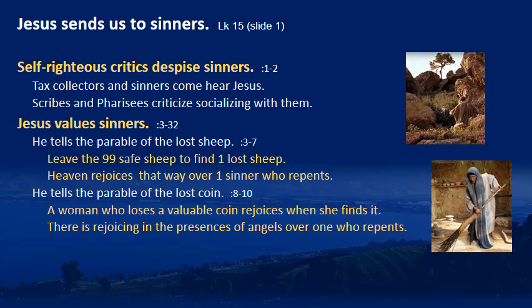So he told them this parable. "What man of you, having 100 sheep, if he has lost one of them, doesn't leave the 99 in the open country and go after the one that is lost until he finds it? And when he has found it, he lays it on his shoulders, rejoicing. And when he comes home, he calls together his friends and neighbors, saying to them, 'Rejoice with me, for I found my sheep that was lost.' Just so I tell you, there will be more joy in heaven over one sinner who repents than over 99 righteous persons who need no repentance."